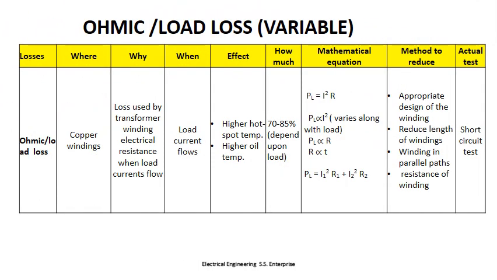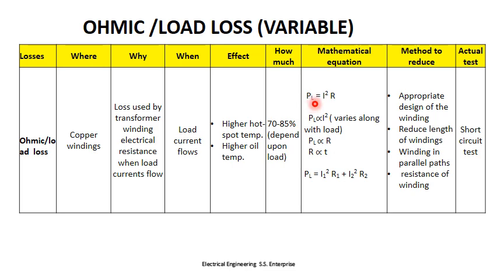The next loss is ohmic or load loss, which is a variable loss. It occurs in the copper windings, due to the transformer winding's electrical resistance when a load current flows. The effect is higher hotspot temperature and higher oil temperature. These losses contribute 70 to 85% depending upon the load.